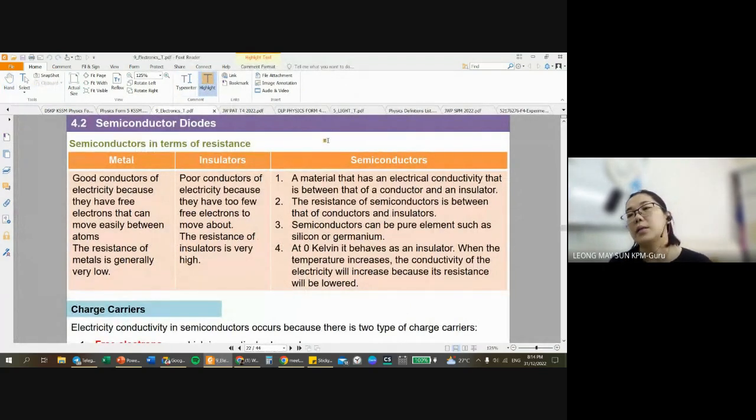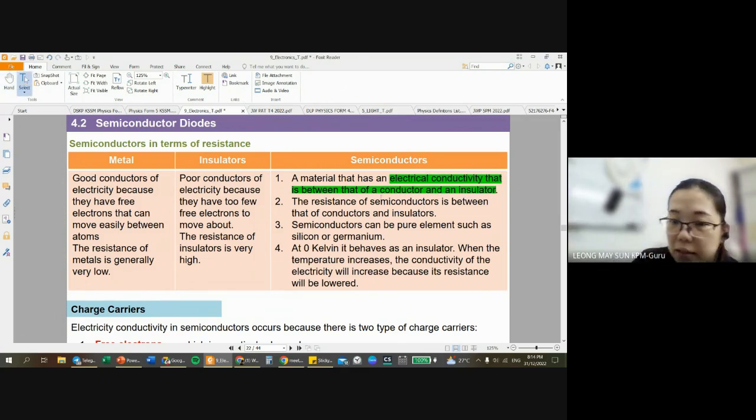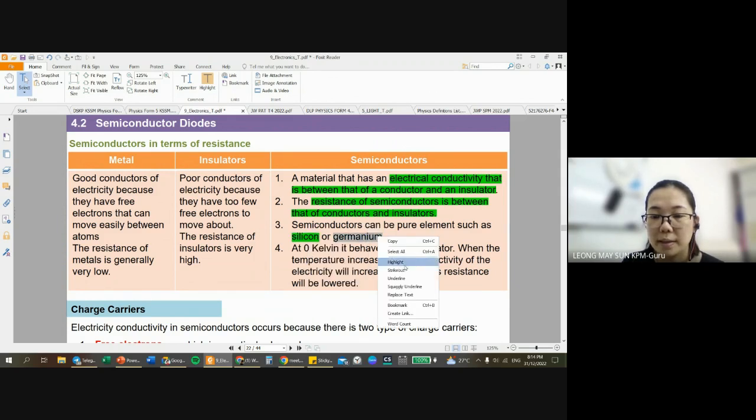Now, semiconductors. We talked about metal and insulators just now. So semiconductors are stuck in the middle. That's the reason why it has the word semi there. A semiconductor is a material with electrical conductivity in between the conductor and the insulator, which means its resistance is between that of conductors and insulators as well. Pure semiconductors are silicon and germanium.